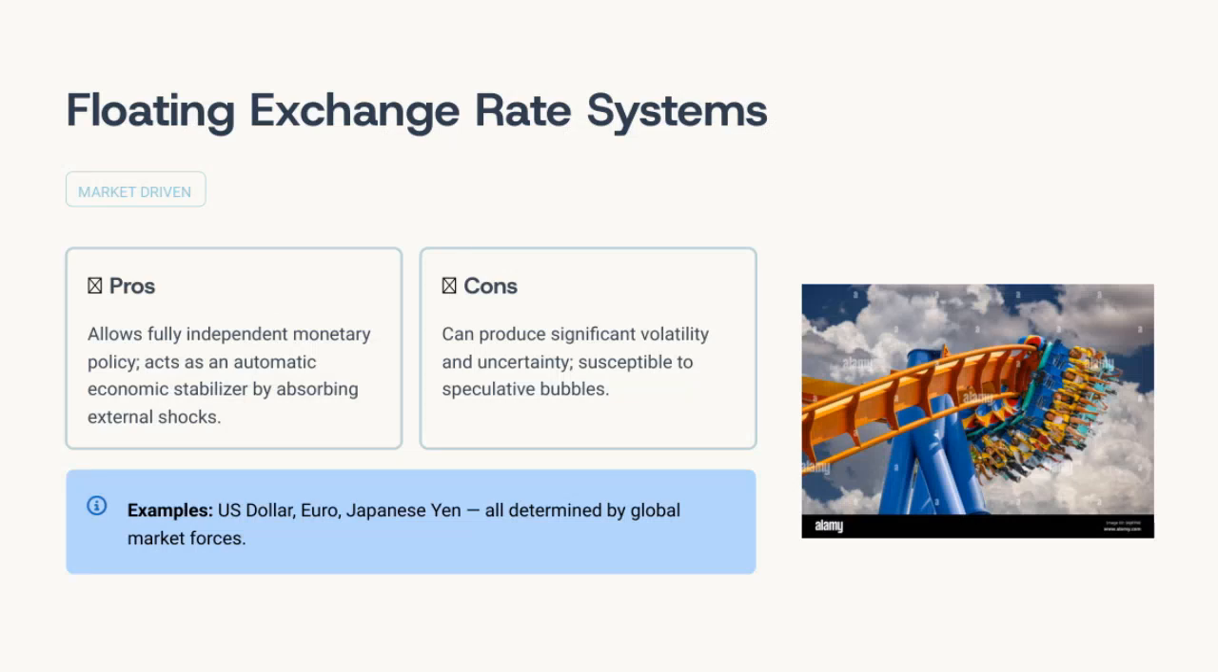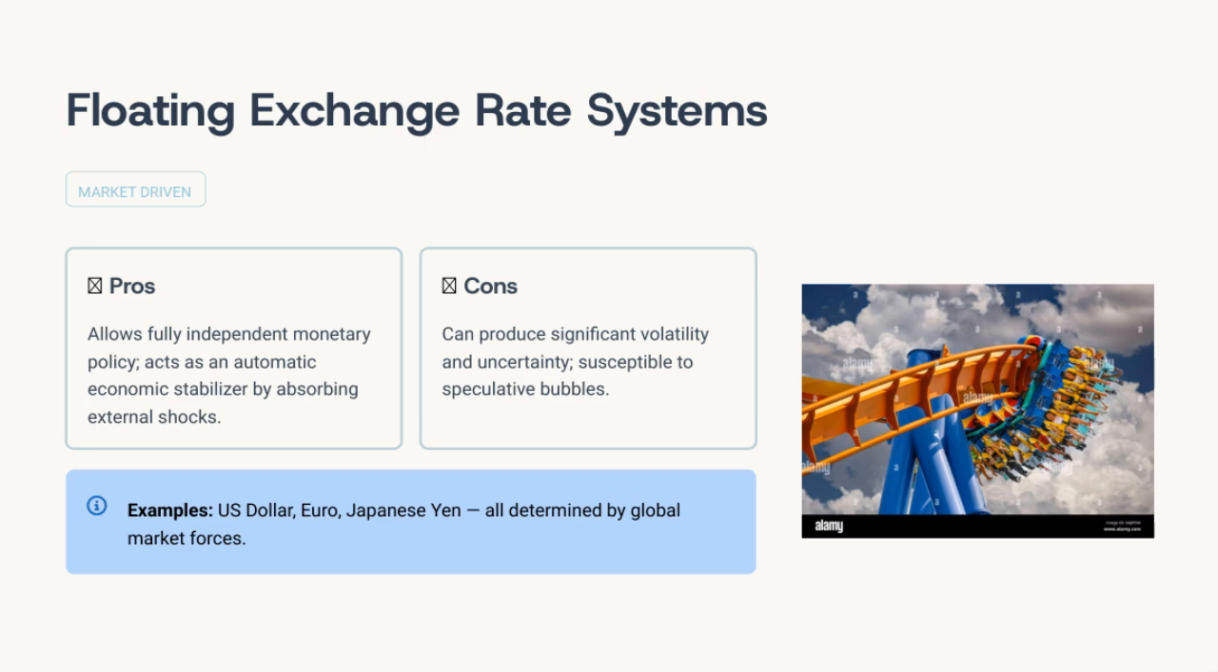So let's look at some examples like the US dollar, the euro, and the Japanese yen. These currencies are all determined by global market forces, meaning their values fluctuate based on international economic activity and investor sentiment. Because of this, floating exchange rate systems can produce significant volatility and uncertainty. This means currency values can change rapidly, which can be risky for businesses and investors. Additionally, they're susceptible to speculative bubbles, where currency prices might become inflated beyond their true value, leading to potential economic instability.